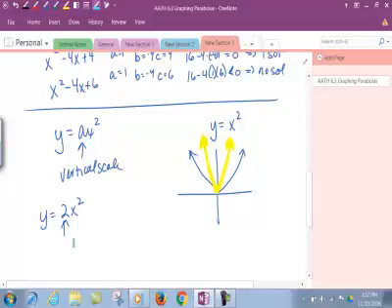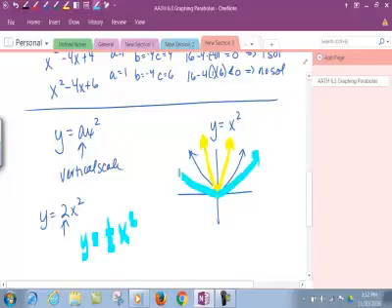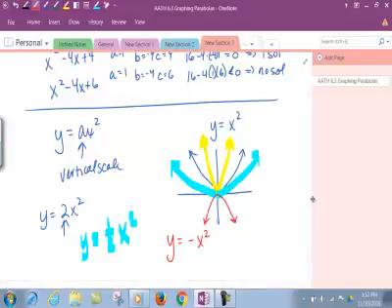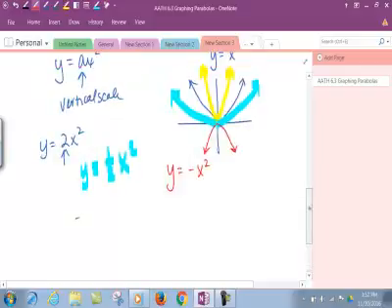And then if instead of y equals 2x squared, we had y equals 1/2 x squared, it would have the effect of flattening it out. Okay? And then the last thing we could do is simply put a negative in front of the x squared, and that would have the effect of flipping it over the x-axis. Likewise, I'm not going to graph all of these, but I am going to talk about them.